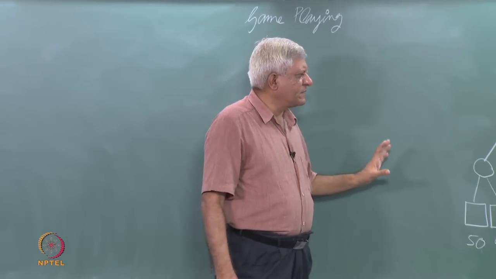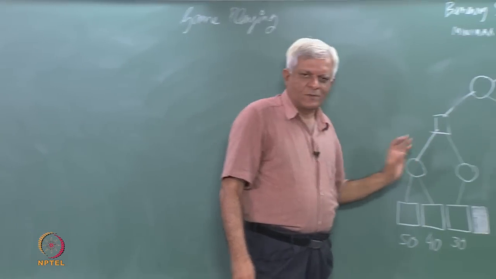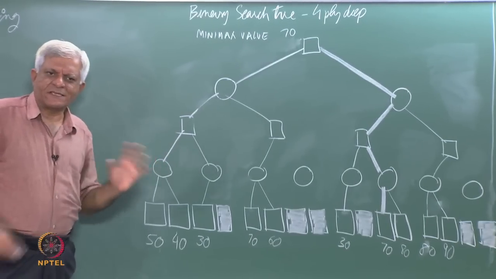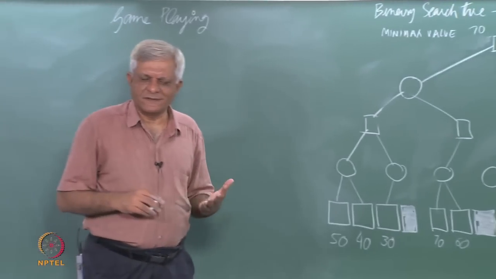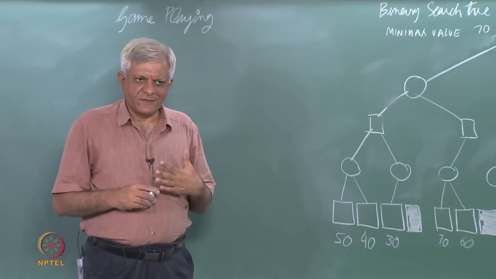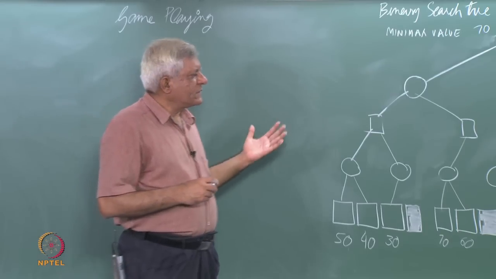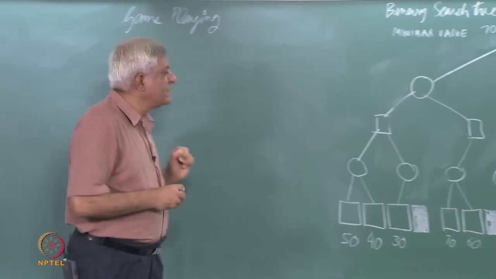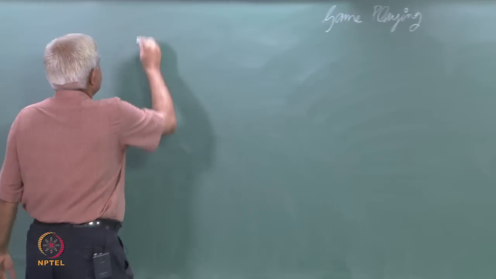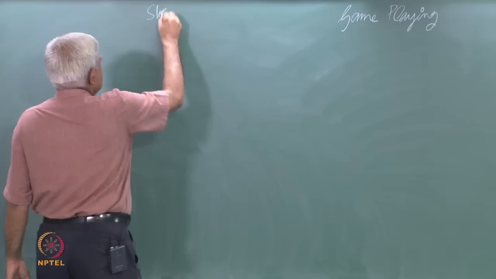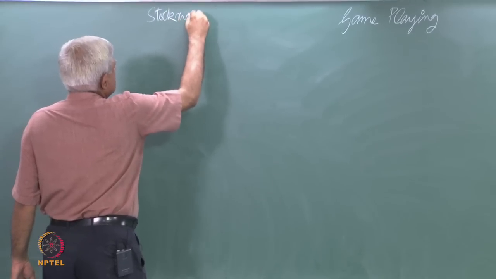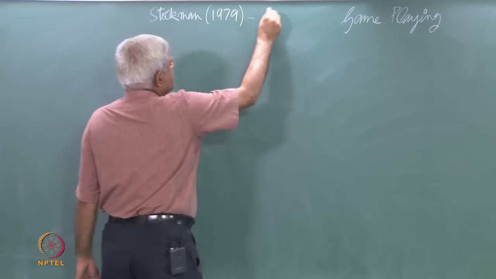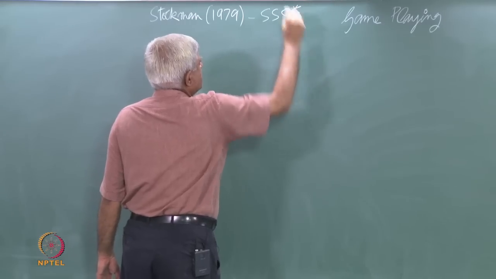Now, alpha beta algorithm searches from left to right, and we now want to look for an algorithm which is not uninformed or blind in this manner, but has a sense of direction. Just as we moved from depth first search to best first search by introducing a heuristic function, we want an algorithm which will go towards what it thinks is a good solution. Indeed, such an algorithm was given by Stockman in 1979, and it is called SSS star.